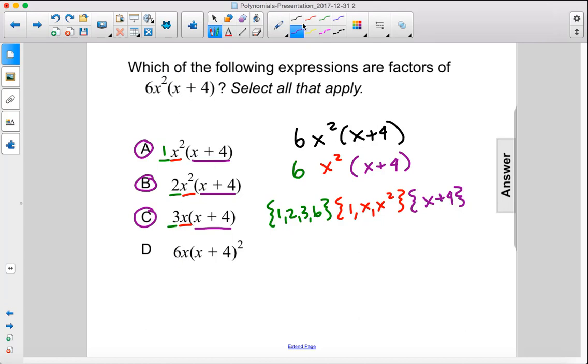And finally, we have this one. So we have 6, which is a factor of 6. We have x, which is a factor of x squared. However, we now have x plus 4 squared. So this isn't a factor of the polynomial, since it is not in this set here, see? So this is not a factor. Therefore, the answer is A, B, and C.